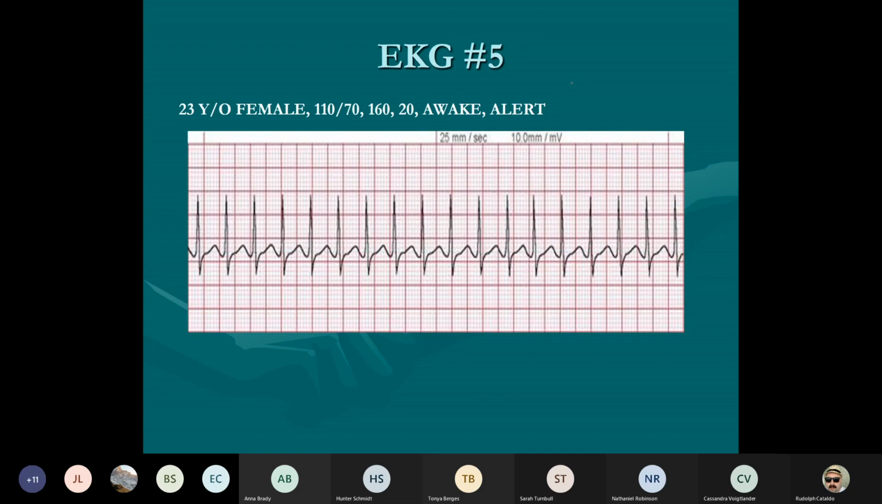So first off, it's got a fast rate, so we can start by vagal maneuver since she's alert and oriented. I can see that the QRS complex is not wide, so it's narrow. I'm trying to remember, is SVT wide or narrow for the QRS? Narrow. QRS will always be narrow in SVT. Okay, so this is going to be SVT then.